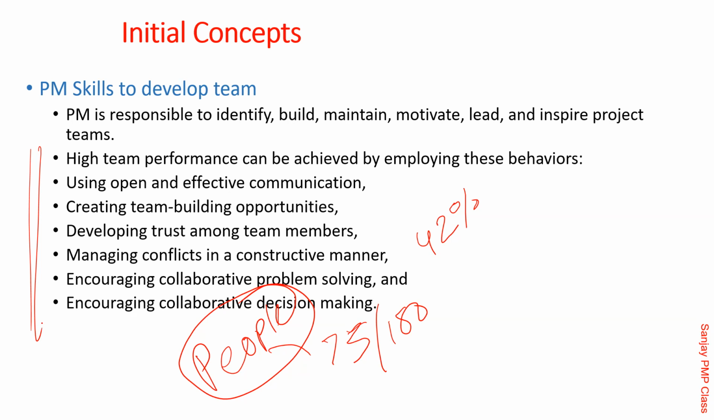So you should be responsible and inspire people to achieve high team achievement by employing these behaviors. For example, using open and effective communication. They will give you a long text and ask where he went wrong. It's quite possible he was not very communicative. He had very good strategies and plans, everything, but didn't communicate. Creating team building opportunities, developing trust amongst team members.